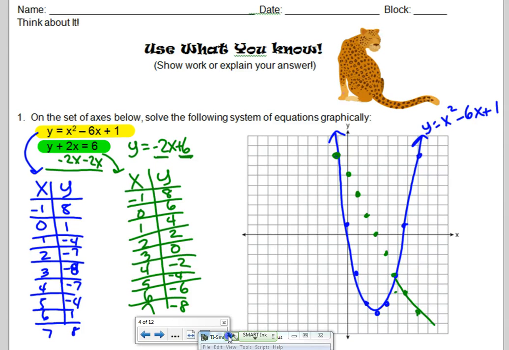And there's our line. Wow, I drew a really horrible line. Okay, so I'm going to label that one.